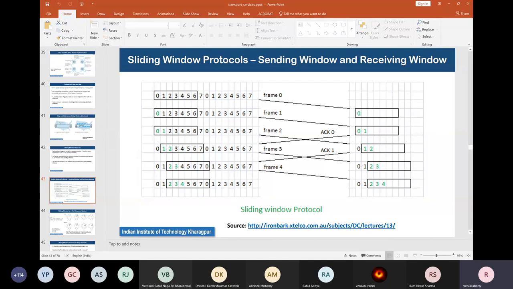Notice that once the sender window moves 2 positions to the right, segment number 0 in the new cycle now comes inside the window, which means it is now an allowed frame to be sent.